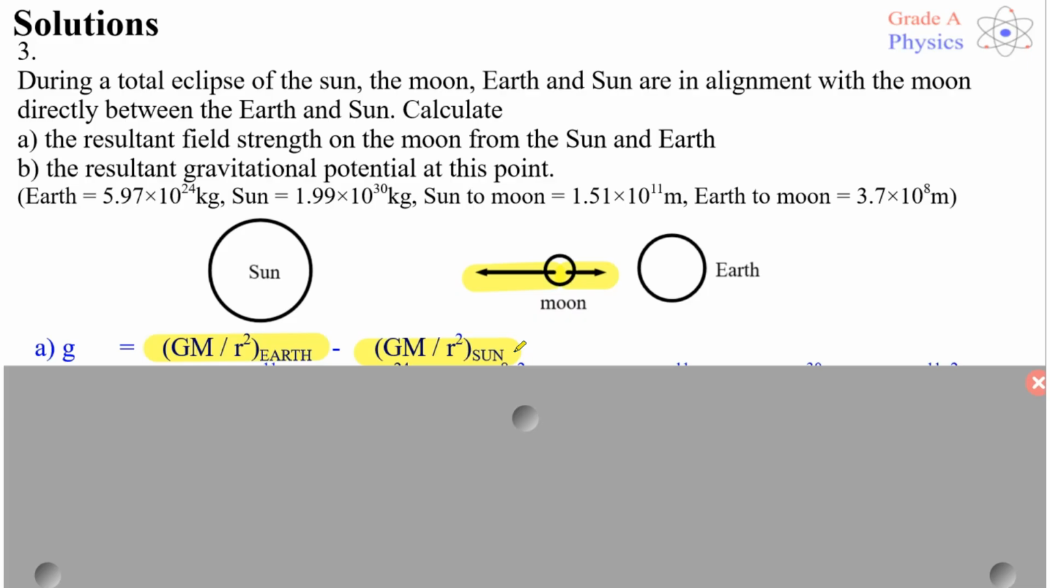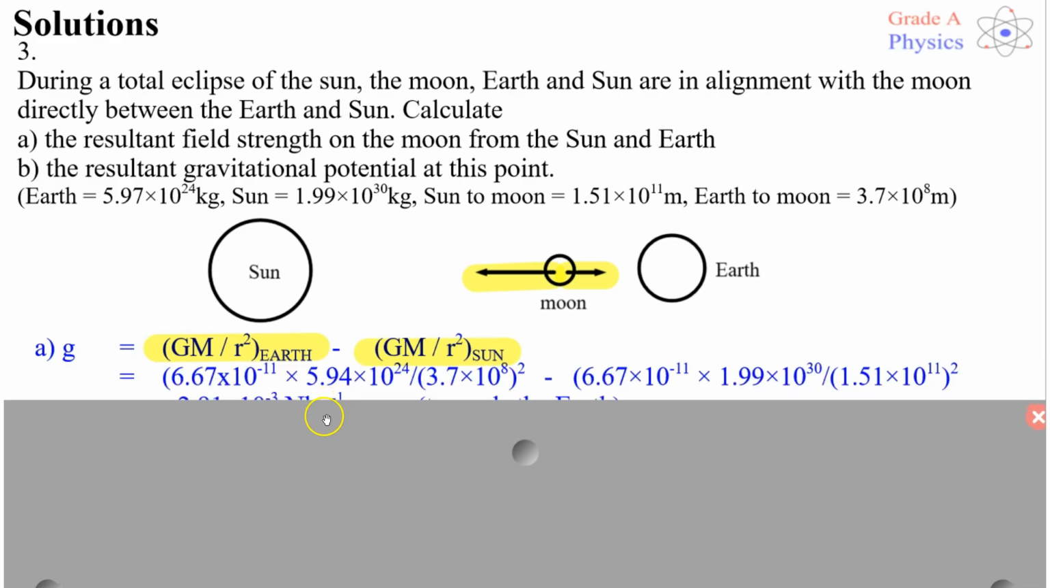So we don't know which is the biggest. We could assume the Earth is larger in terms of its value of g, or the sun is bigger. But we're just assuming that Earth is positive and the sun is negative. But they are acting in different directions. So the g values do not add up together. They're trying to cancel each other out. But once we have this, then it should be a case of simple substitution.